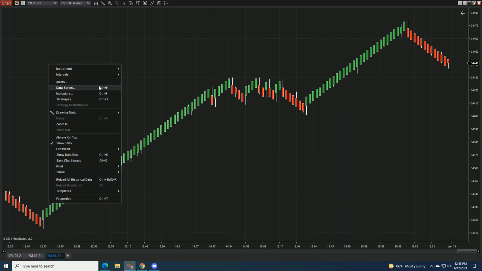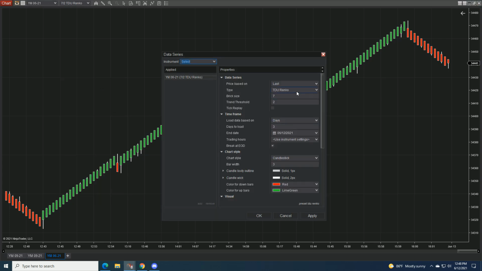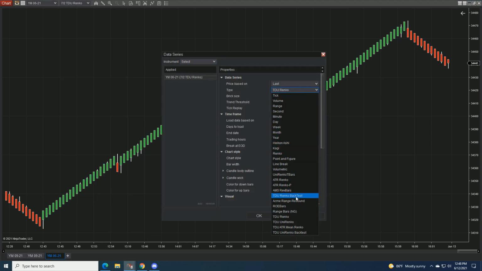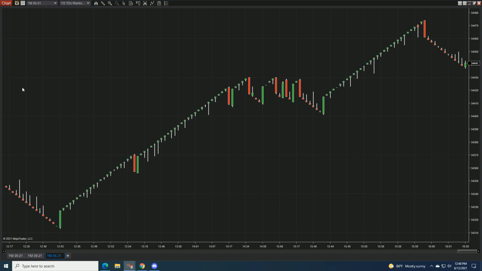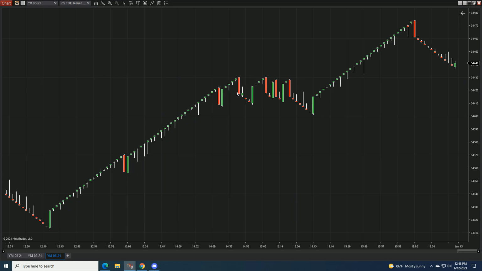If I'm going to go back to my data series, and I'm going to go from TD Renko to TD Renko backtestable. Now let me apply those. Now you see the actual opens. Now you see all the difference here.